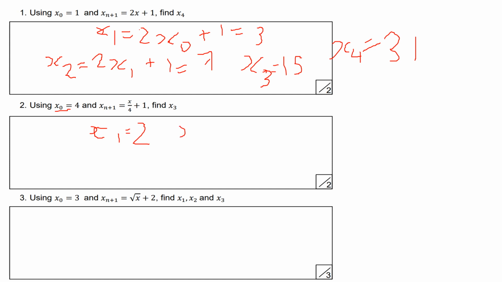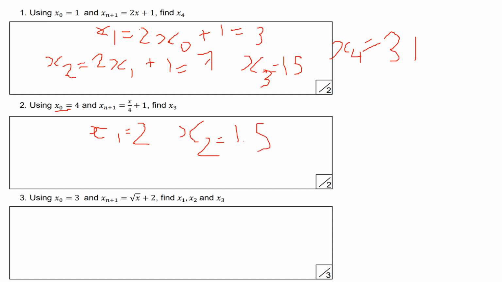What about x2? I put in n equals 1. We're going to have x1, which is 2, so we've got 2 quarters plus 1. A half plus 1 is going to be 1.5 or 3 over 2.